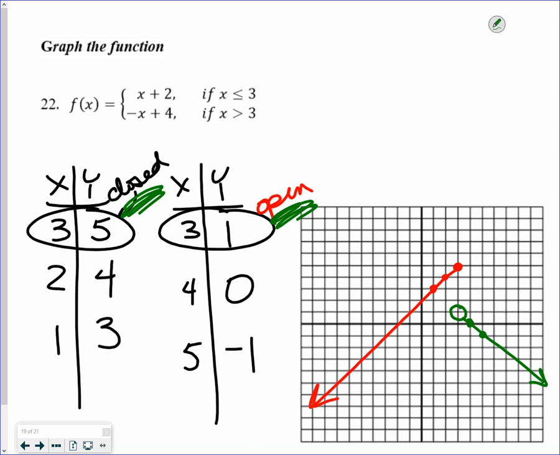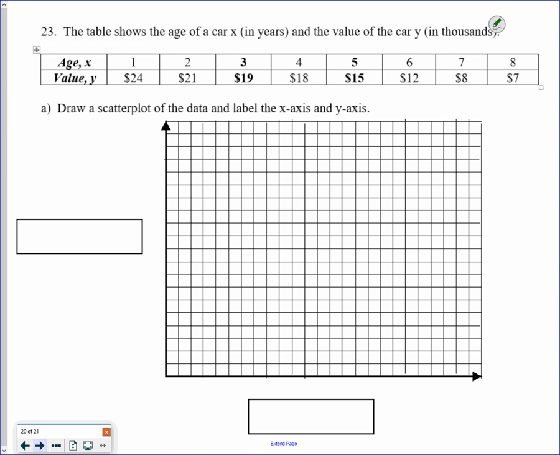All right, that concludes our scatter plots. One more thing. The table shows the age of a car, X, in years and the value of the car, Y, in thousands. So this is the value of the car, that's the Y value, and this is the age of the car, that's the X value. And then you're going to make a scatter plot of the points.